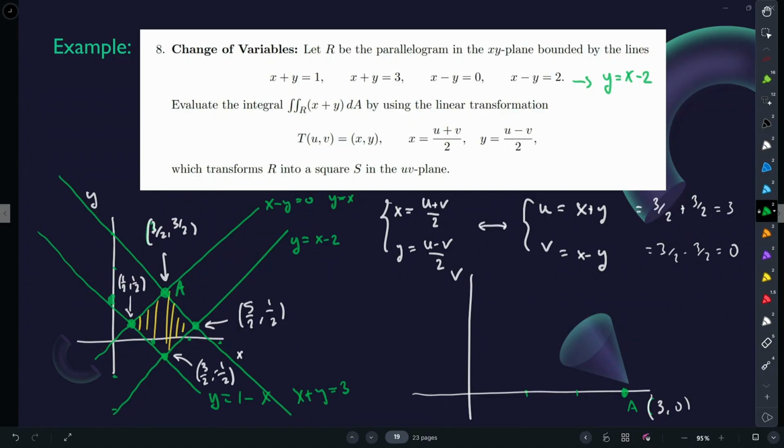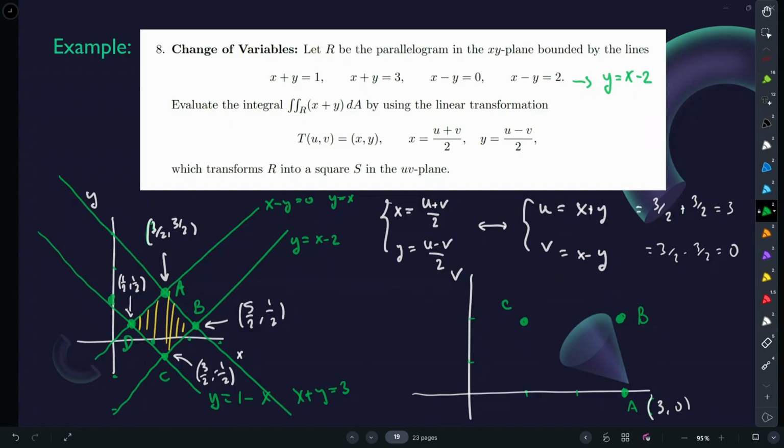If you look at the point, let's say B, where does B go? 5/2 plus 1/2 is 6/2, which is 3. And 5/2 minus 1/2 is 4/2, which is 2. So it goes to 3, 2. So it lands here. Now, B goes there. And then you can see that this point, C, goes to 1, 2.